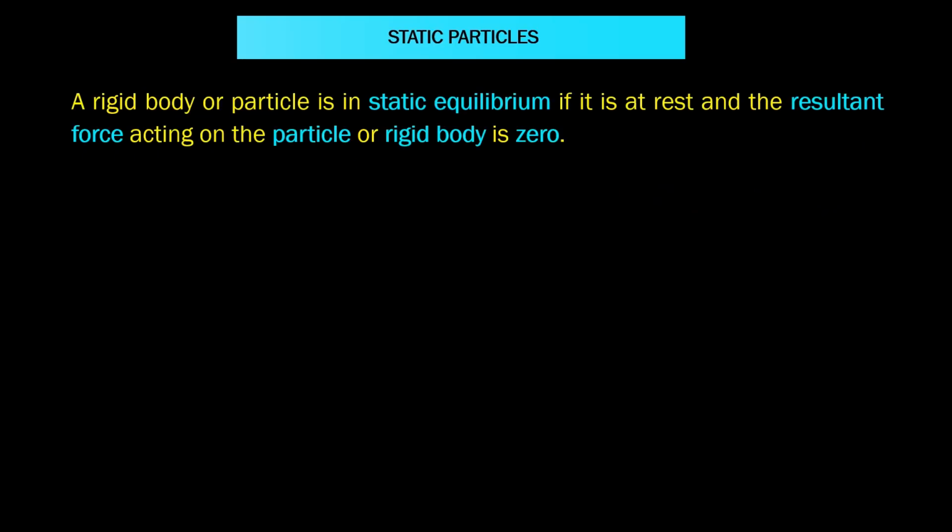A rigid body or particle is in static equilibrium if it is at rest and the resultant force acting on the particle or rigid body is zero. Note that the particle is not accelerating, so a equals 0 and F equals ma equals 0.